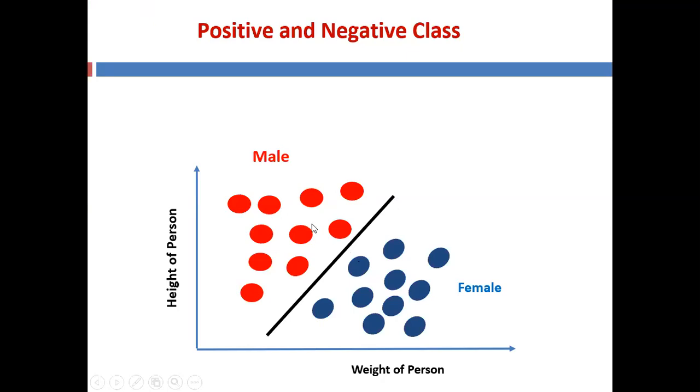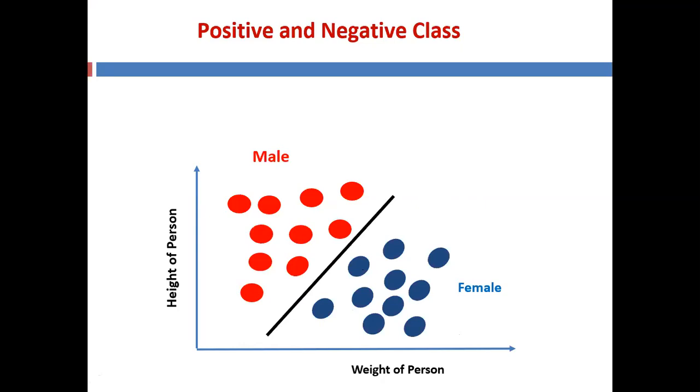You can easily observe here that these red circles belong to the male class and the blue circles belong to the female class. And how is this classification achieved? This decision boundary will perform the classification of instances such that any instance that lies above this decision boundary will be classified to the male class, and any instance that lies below this decision boundary will be classified to the female class.